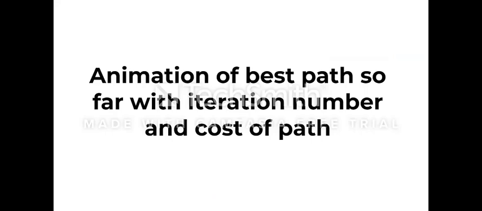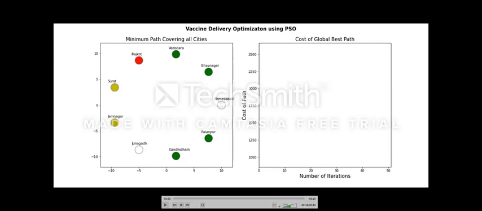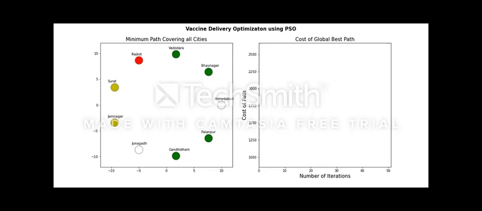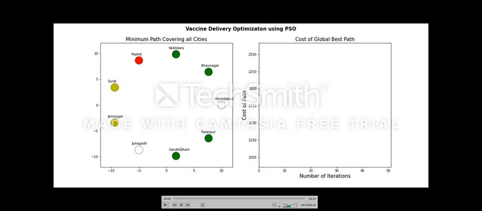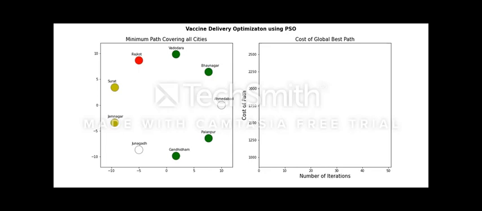Let us have a look at the animation of the best path found so far with the iteration number and cost of the path. The figure on the left represents all the 9 cities plotted on a 2D plane. The figure is not drawn to scale, that is, it doesn't represent the actual distance between the cities. The figure on the right represents the cost of the global best path. The x-axis represents the number of iterations and the y-axis represents the cost of the path. For this particular PSO run, the start city has been fixed to be this city. Let us begin.